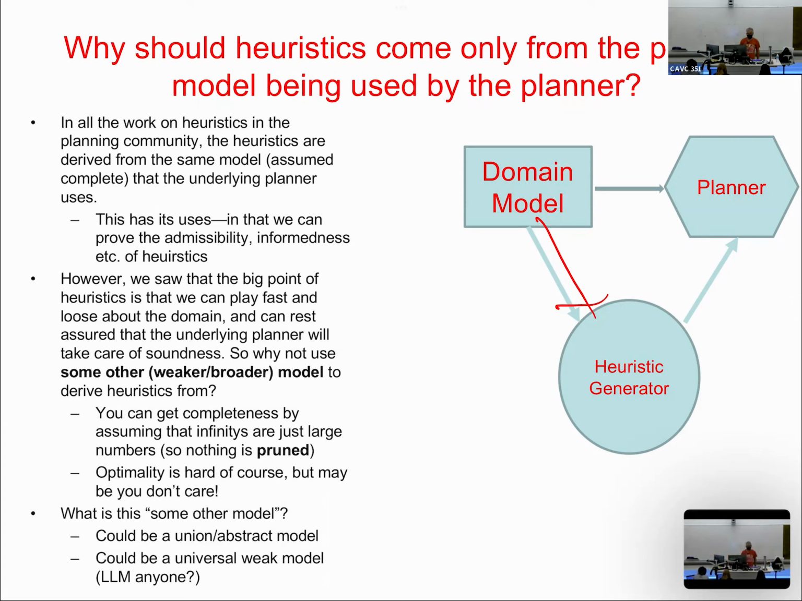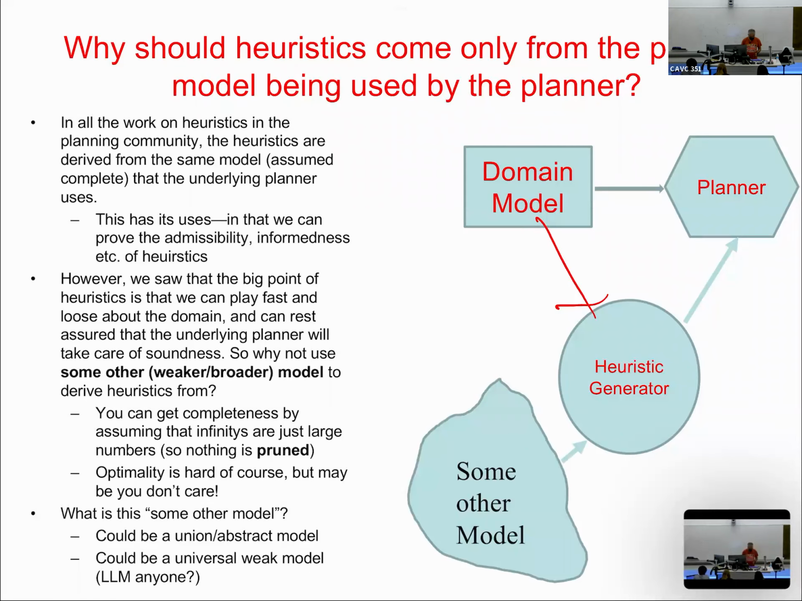Optimality is not guaranteed. The other worry you might have is if you use some other domain model. That is basically what I'm asking for: instead of this domain model being used for the heuristic generator, I have some other model, and that is being used to construct the heuristics, which are then being used to guide the planner that is working on the domain model. Then the question is, where is this funny looking some other model coming from? And what kinds of things might you want to use?